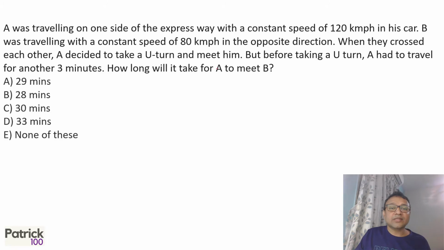Anyway, next. A was traveling on one side of an expressway at a constant speed of 120 kilometers per hour. B was traveling at a constant speed of 80 kilometers per hour. So A decided to take a U-turn and meet him. But before taking the U-turn, A had traveled 3 minutes. Let's just say the ratio of the speed of first and second is 3 to 2, say 3x and 2x. So in 3 minutes, he has traveled 3 into 3, which is 9x.